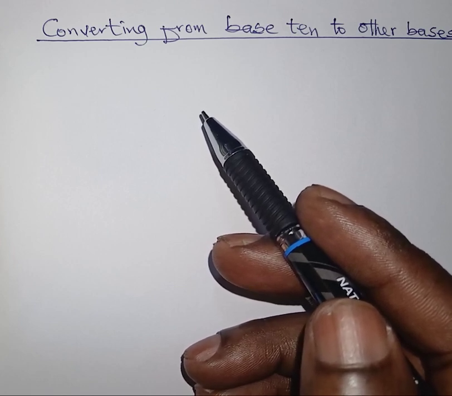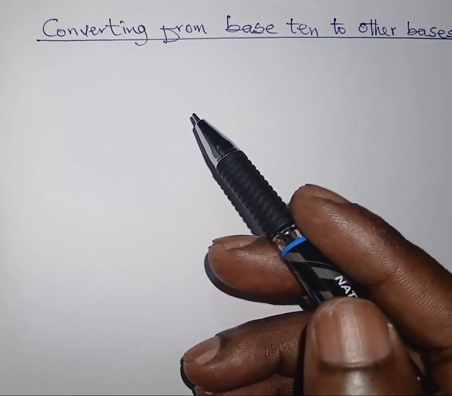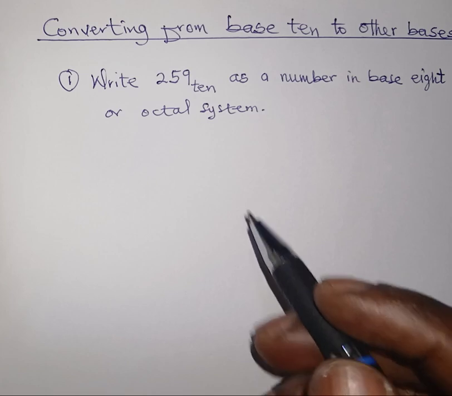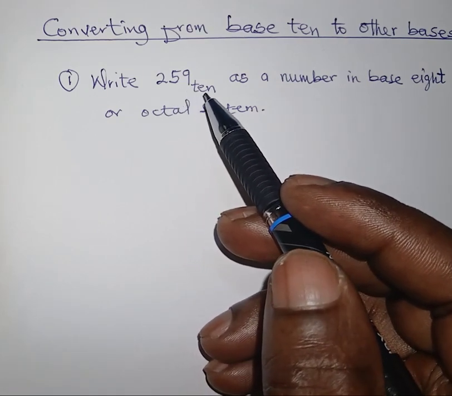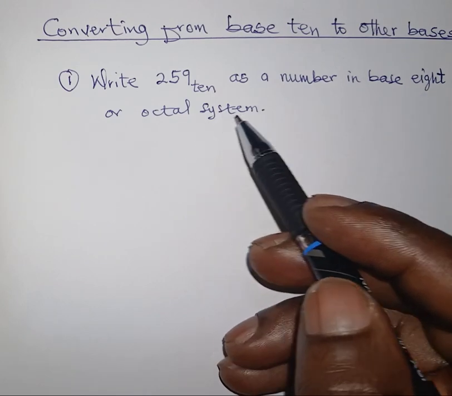Let's take examples and see how we can go about it. So we are to write 259 base 10 as a number in base 8 or octal system.